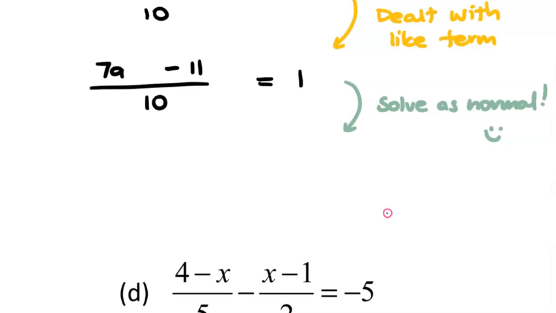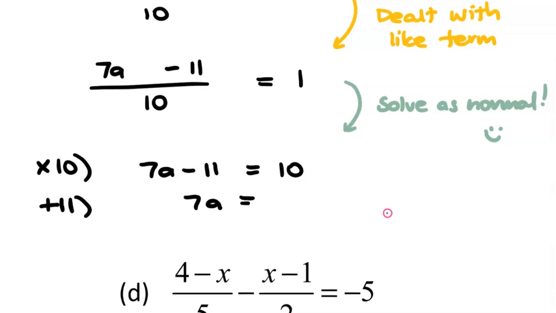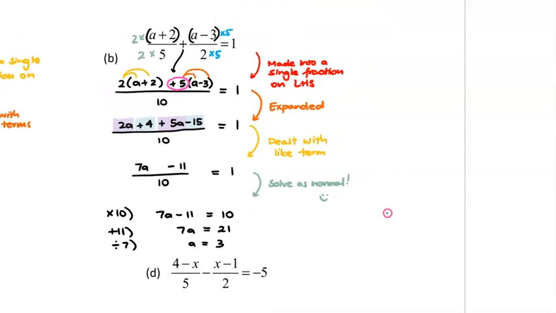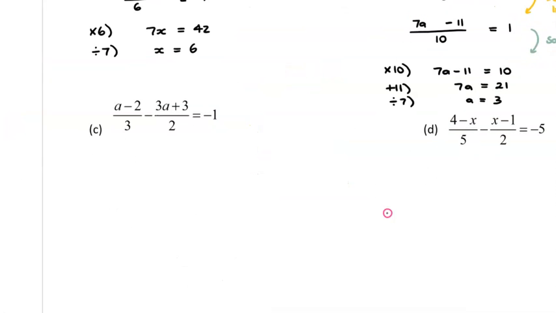So let's actually do that. We're going to multiply both sides by 10. So 7a minus 11 is going to equal 1 times 10 is 10. We're going to add that 11 to both sides. 7a is going to be 21. Then we'll divide by 7. A is just 3. Now remember with these, you could always go back and check whether these answers are correct using the strategy we spoke about in a previous lesson.